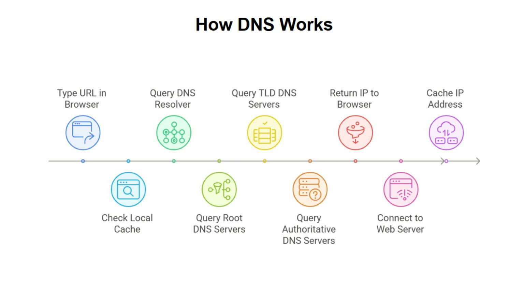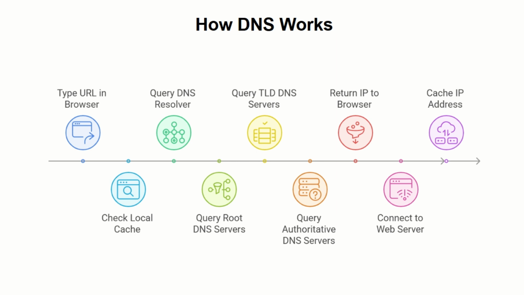If the browser can't find the domain's IP address in the local cache, it asks the DNS resolver, sometimes called the recursive resolver, for help. The resolver is usually provided by your internet service provider, but you can also configure it to use a public resolver like Google DNS or Cloudflare. The DNS resolver's job is to find the domain's IP address and return it to your browser. If the resolver doesn't have the address cached, it will go through a series of queries to find the answer.